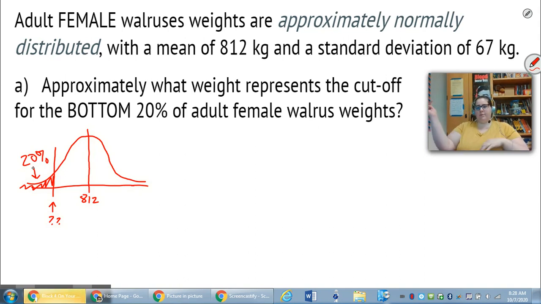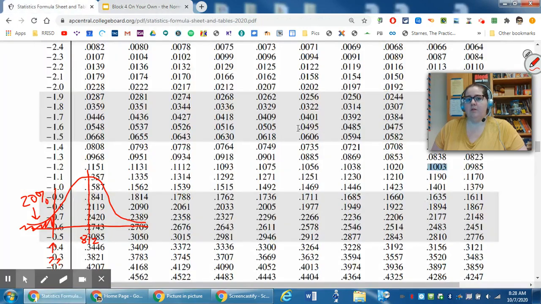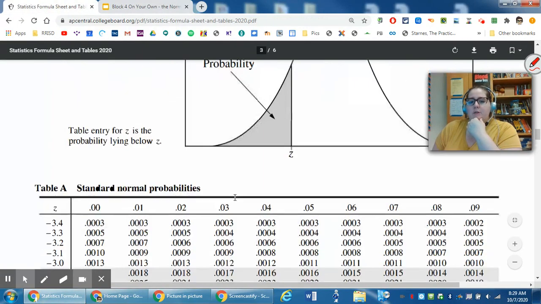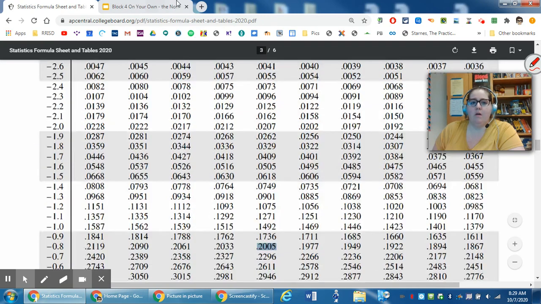All of the steps that we did before to find the percentage or the proportion, we're going to work backwards. So my first step is to look on my z-table to figure out what z-score would give me that 20%. So again, I'm going to go to my z-table. I'm going to find as close as I can get to 0.2, which is 20%, which is this one right here. So 0.2005. And then once I find that, I'm going to look at what z-score that is.